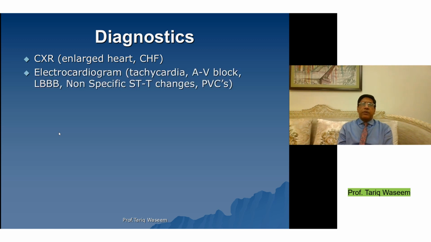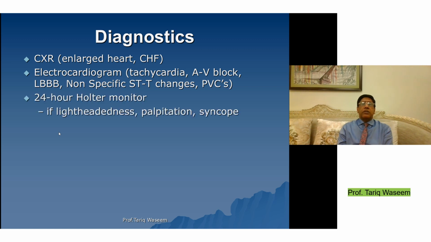ECG is non-specific. Sometimes it may be totally normal, but mostly the patient shows tachycardia. There is AV block of various sorts, starting from first degree to a complete heart block. Left bundle branch block is quite commonly seen, and then there can be non-specific ST-T changes, and some premature ventricular contractions can also be expected or observed in ECGs of these patients.